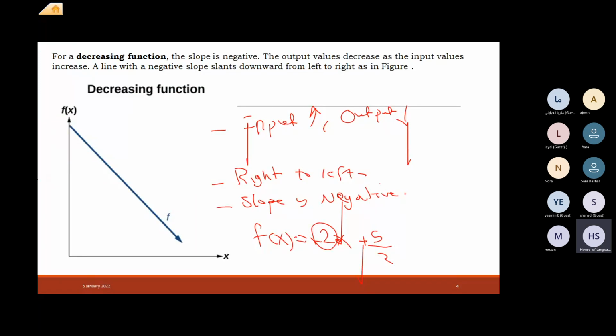If it is like f of x equals negative 2x plus 5 over 2, since the coefficient is negative, that means the slope is negative, so the function will be decreasing. That's it. Now, the constant function.